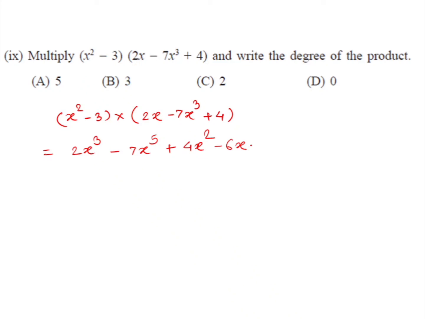Now two negative numbers are there, product must be positive. 7 into 3, that's 21 into x cube. Again, one positive, one negative number is there, so product must be negative. 3 into 4, that's 12.